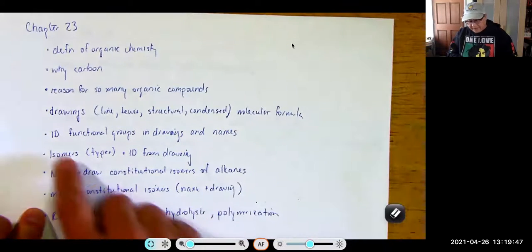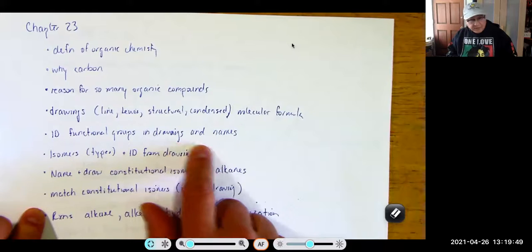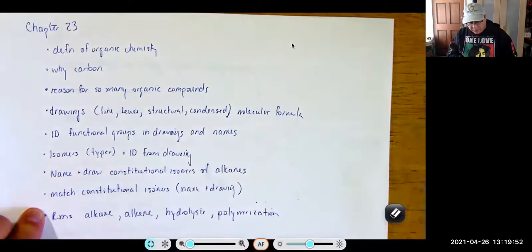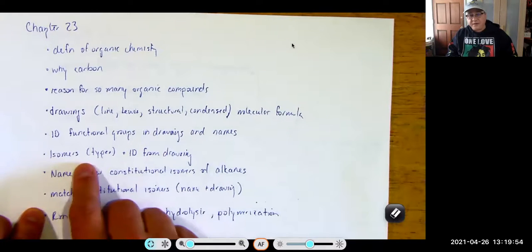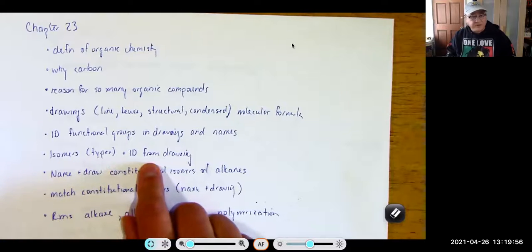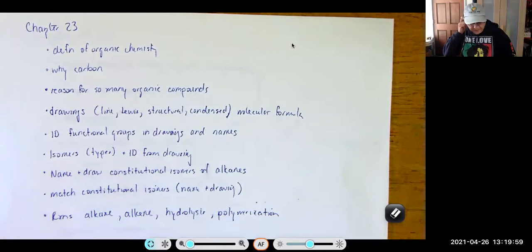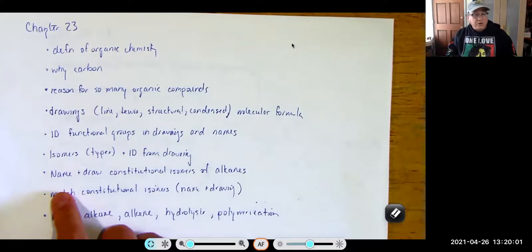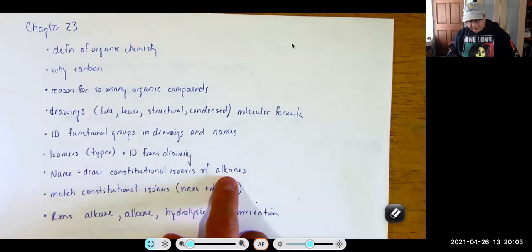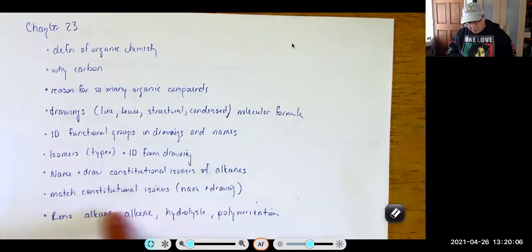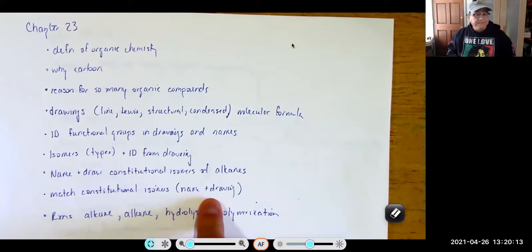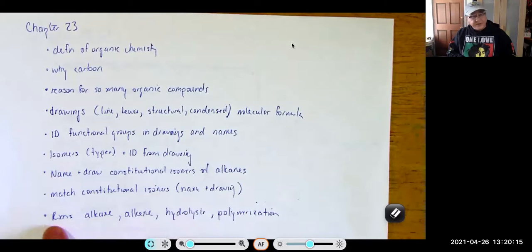You want to be able to identify functional groups in drawings and from names. And you want to know what types of isomers there are, and be able to identify the types of isomers from drawings. You also want to be able to name and draw constitutional isomers of alkanes. You want to be able to match constitutional isomers, name to the drawing to the name. And finally, you want to know reactions of alkanes, alkenes, hydrolysis, and polymerization.